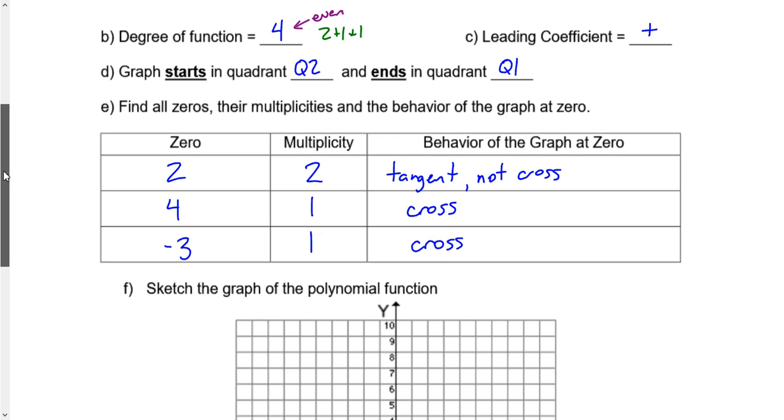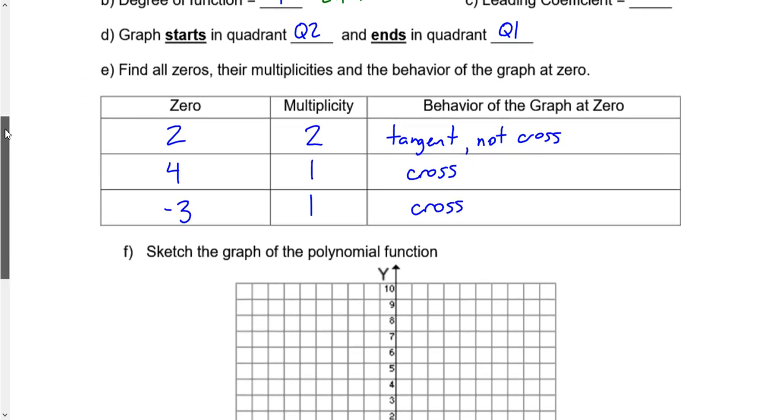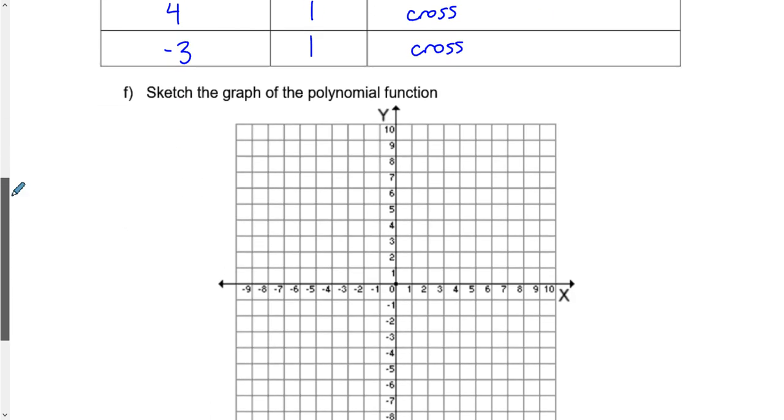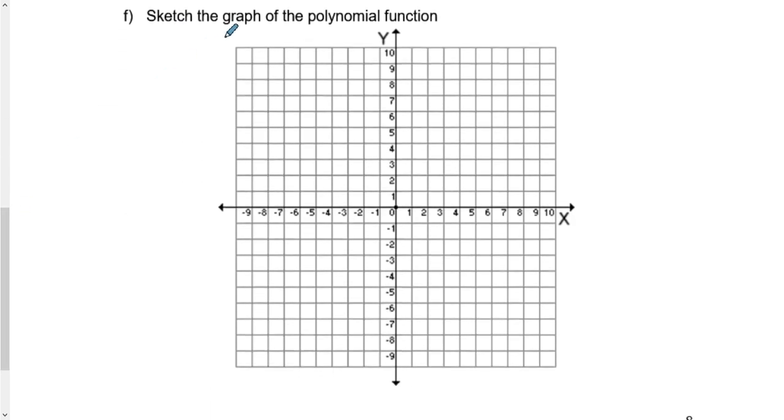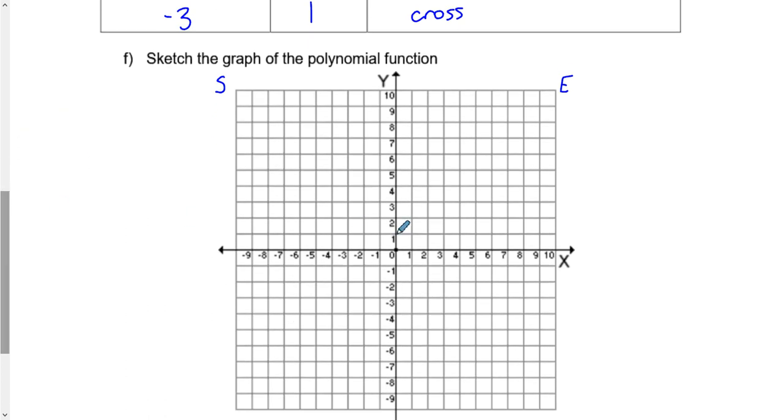So what does that all mean? Well, we're going to have to tie everything together. We have an even multiplicity, and the leading coefficient is positive, which means it starts in quadrant 2 and ends in quadrant 1. When I start learning how to sketch, I start off saying, I'm going to start up in quadrant 2 and I'm going to end in quadrant 1. Then I'm going to label my zeros on my x-axis. I have a 0 of 2, a 0 of 4, and a 0 of negative 3. Again, the other word for 0 is x-intercept, or root, solution, answer.